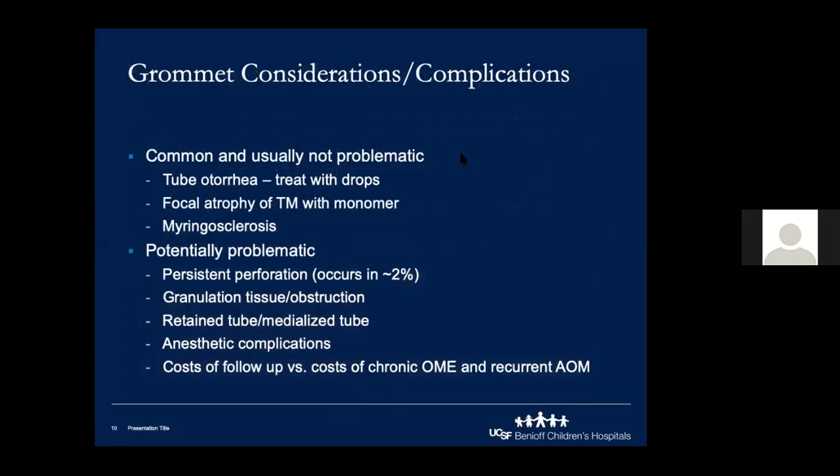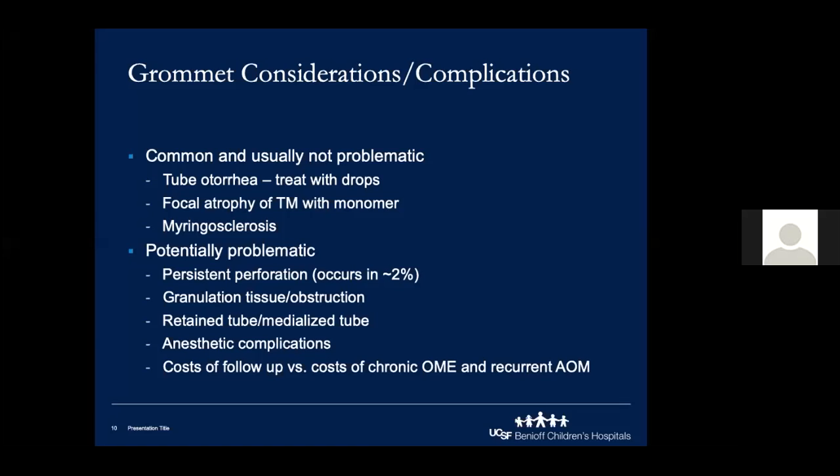Some simple considerations and complications that we see with tympanostomy tube placement, things that are common and usually not problematic, include tube otorrhea. One of the things we're treating is effusion and recurrent infection, so having the tube allows us a way of treating with drops as opposed to systemic antibiotics. Focal atrophy of the TM with the monomer, which can often be mistaken for a perforation, and small areas of tympanosclerosis generally don't cause problems.